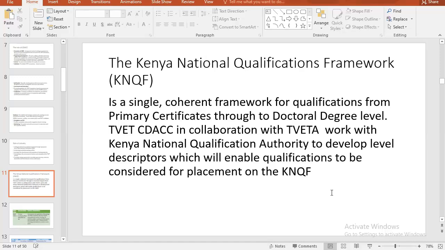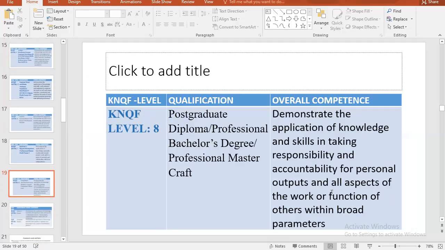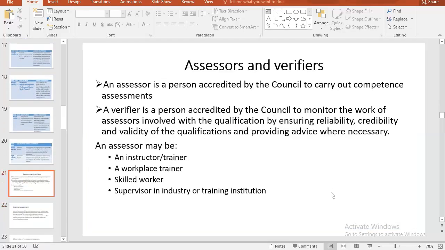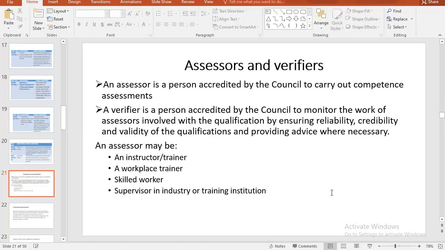The next thing we're talking about today is the Kenya National Qualifications Framework, that is the KNQF. This is a single, coherent framework for qualifications from primary certificates through to doctoral degree level. TVET SIDAC, in collaboration with TVETA, work with the Kenya National Qualification Authority to develop level descriptors which will enable qualifications to be considered and placed.